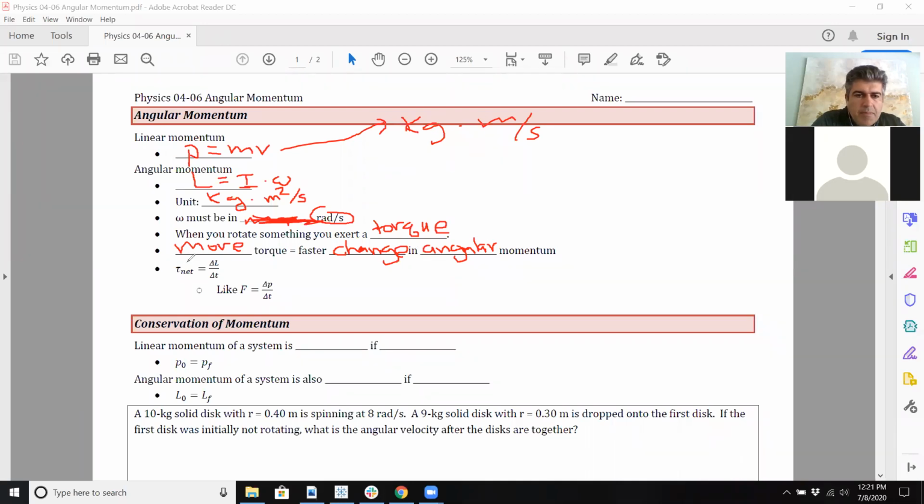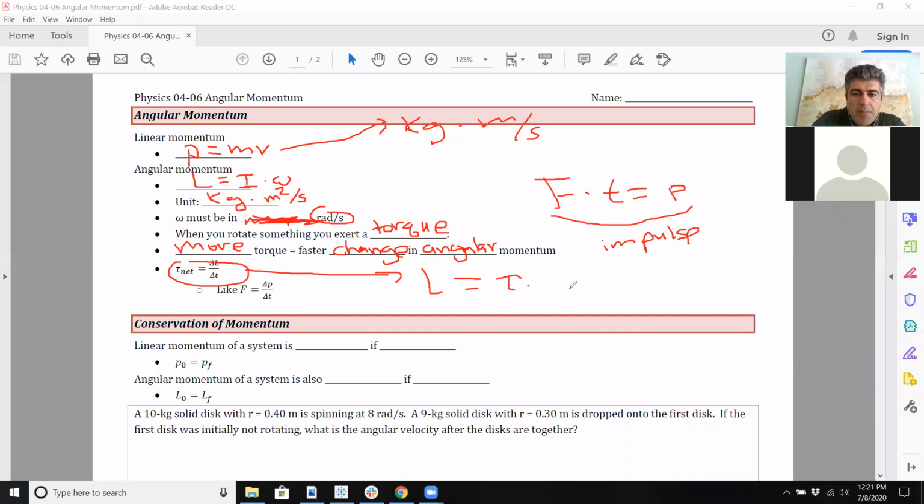And we know force times time equals P as well. Remember, we called this impulse. That was from week 3. We see something similar for rotation. So angular momentum will equal the torque times time as well. It's analogous to what we saw for linear momentum, or impulse. So there are some formulas we got. Any questions so far?